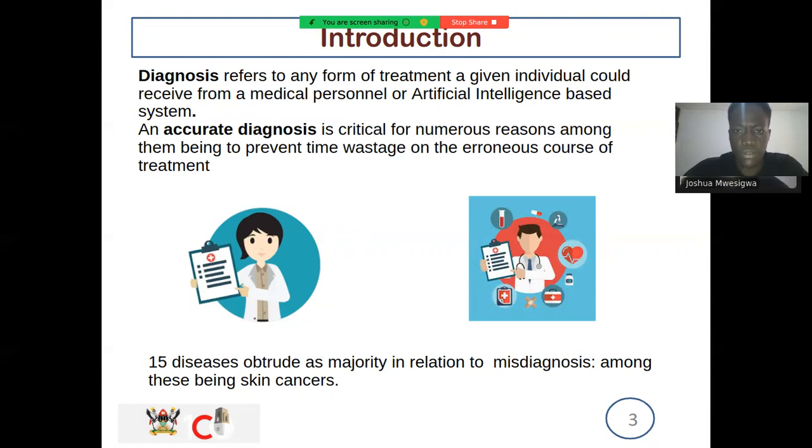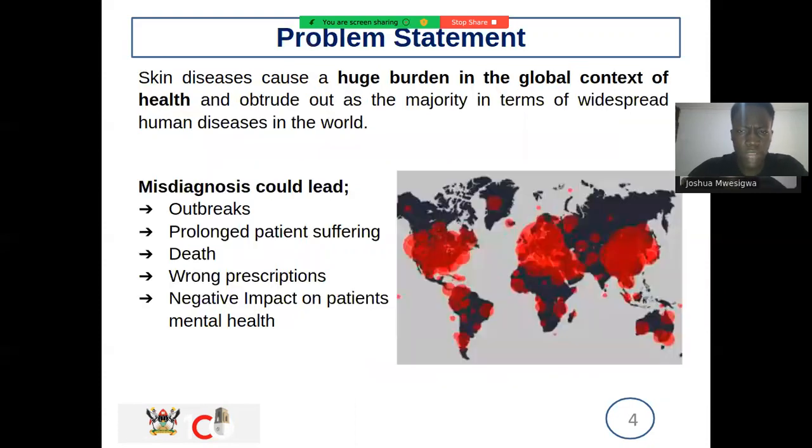in the context of skin diseases, it can save a lot of issues. Basically, skin diseases in particular have emerged as one of the most common problems that people face in the global context of health, and accurate diagnosis is very vital if we are to tackle this problem. To talk more about the problem that we are trying to solve here, skin diseases cause a huge global burden in global health, and they contribute the majority of widespread human diseases in the world.